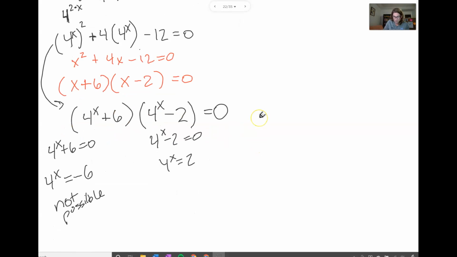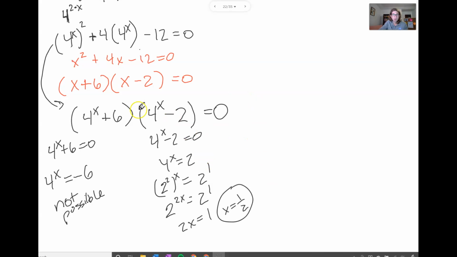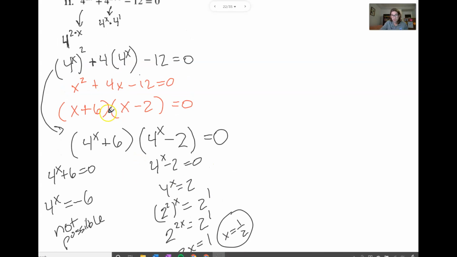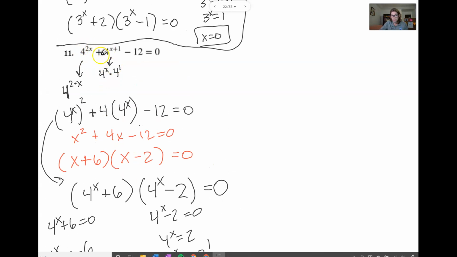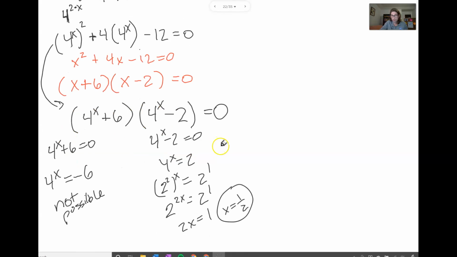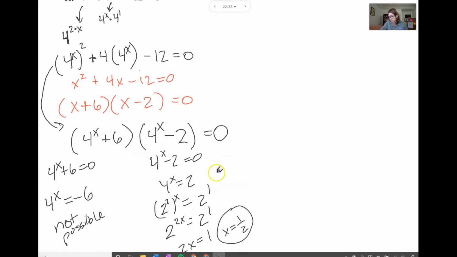This one you've got to do a little bit extra work here. This is 2 squared. This is 2 to the first. We get 2 to the 2x equals 2 to the first, so 2x equals 1, or x equals 1/2. Or you could have been big brain and known that you take a square root of 4, you get 2, and that's 1/2. So our solution to 4 to the power 2x plus 4 to the power x plus 1 minus 12 equals 0 is 1/2.